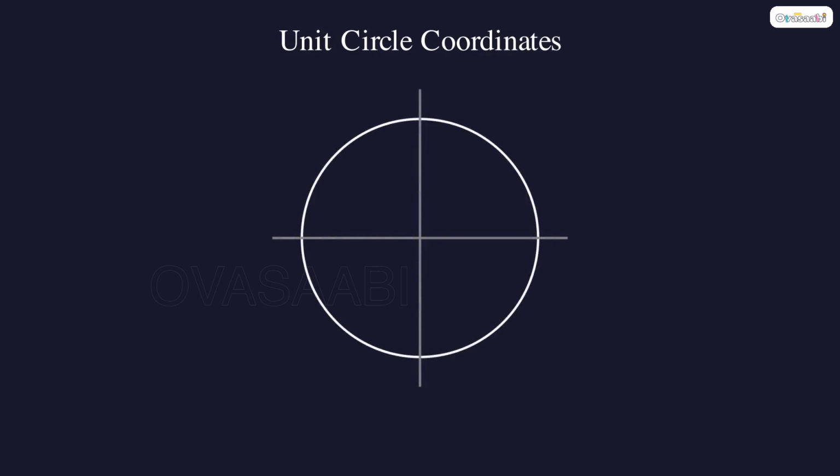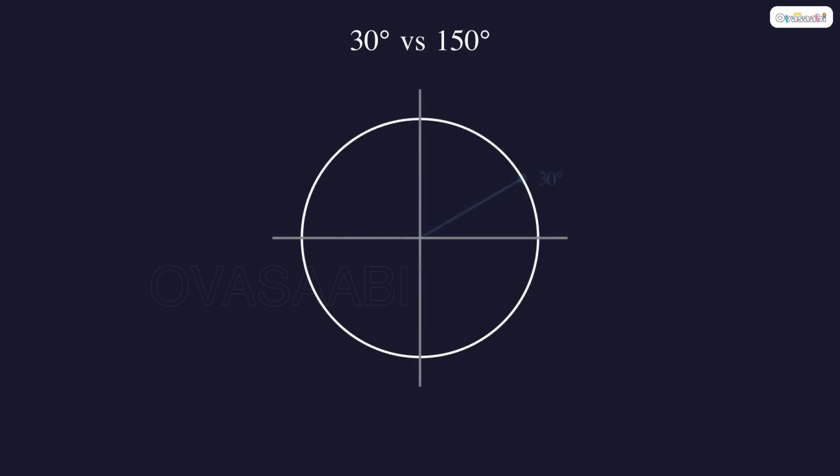On the unit circle, the x-coordinate is cosine theta, and the y-coordinate is sine theta. This works for any angle, not just acute angles. Notice, sine 150 degrees equals sine 30 degrees, both positive. But cosine 150 degrees is negative, while cosine 30 degrees is positive.